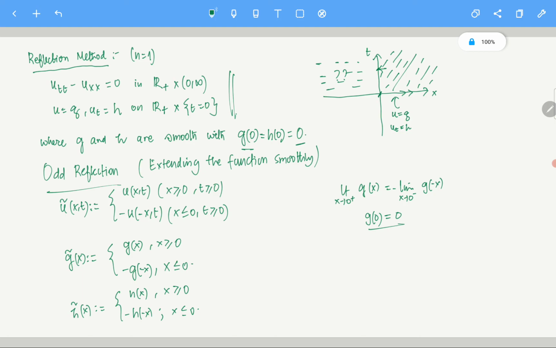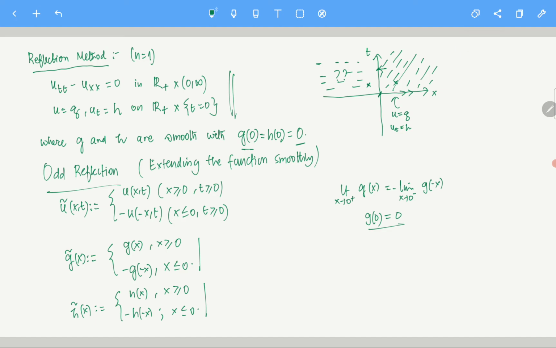Why are we taking odd reflection? Because g of 0 and h of 0 are given to be 0. I want g to be 0 at the point 0, and that is why I am taking this odd reflection. Clear? Essentially I am not doing anything. You see, I am taking a point here, I am taking a point there. Fix a point here. What I am saying is, let's say, u at this point, u also will take the same value here with a negative sign if you take the reflection of that point.